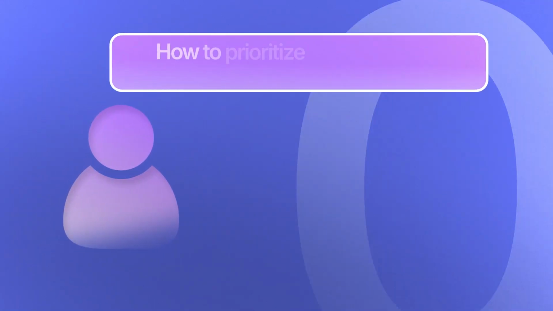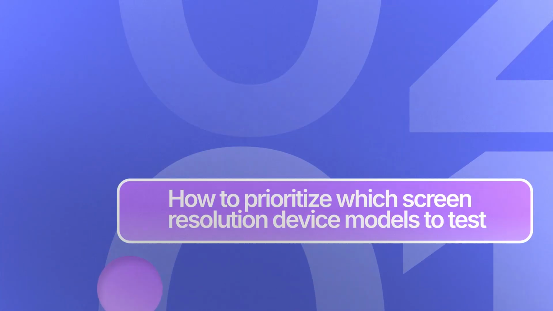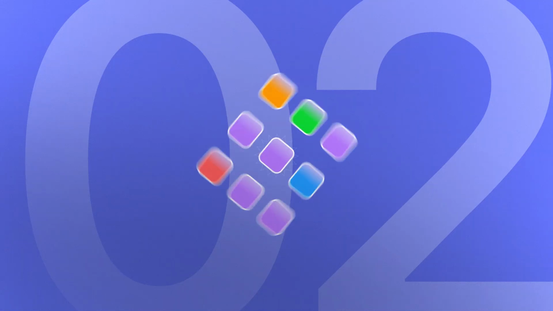Today's session covers two important topics: how to prioritize which screen resolutions and device models to test, and best practices for making sure your mobile app shines on the most common devices for your users. Let's start with how to prioritize which screen resolutions to test.